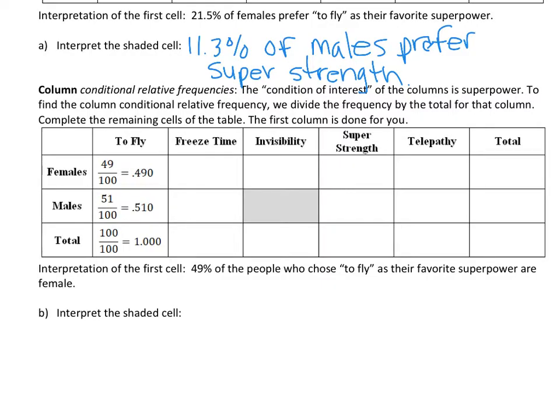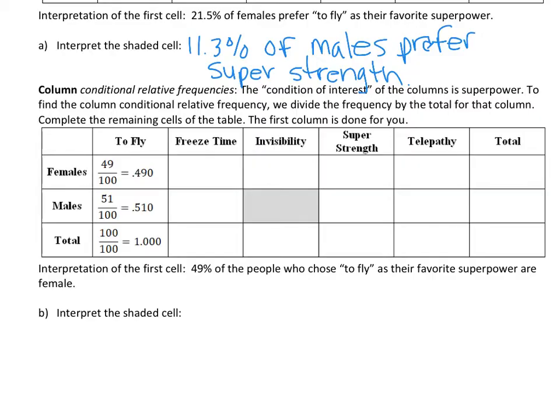So we have females, 49 out of 100. We're still taking that numerator from our chart up top, the chart from our previous lesson on two-way tables. We have females, 49, and our total is 100. So 100 people prefer to fly, and 49 of them are female.